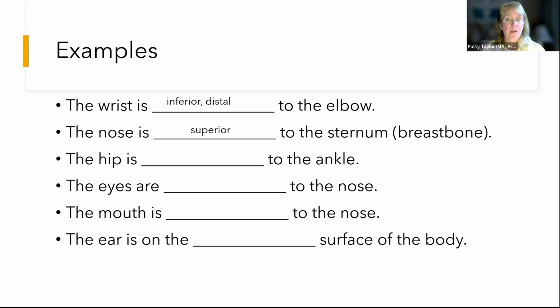The next one, the hip is blank to the ankle. There's two potential answers here. You could say the hip is superior, meaning it's above the ankle, or if you're using the word proximal, you're saying that the hip is closer to the point of attachment for the leg to the body than the ankle is.